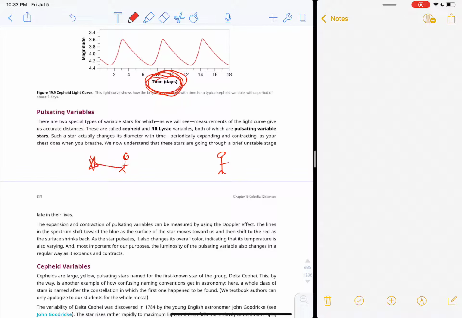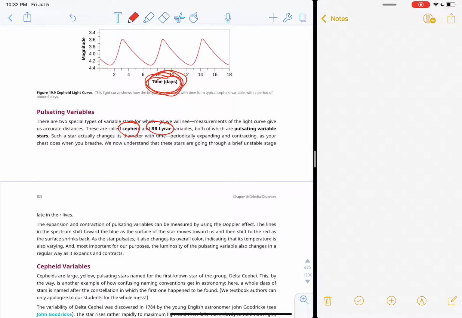So based on your distance, you can calculate the apparent magnitude, the real luminosity, and your distance. Those are all related to each other. So if you can get the true luminosity of a star, then you can use its apparent luminosity to figure out how far away it is based on how dim it is.